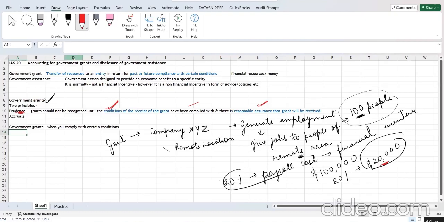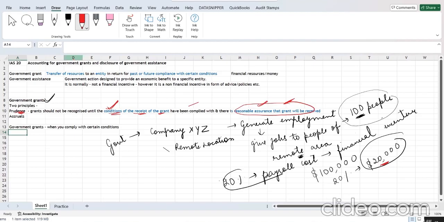There should be some sort of assurance that the grant will be received, and this sort of information will be given to you in the case. Do you think there is a reasonable assurance or not? The case will mention it. If there is no reasonable assurance, then they will give you hints in the question, that they did not receive it last time and it's uncertain if they will receive it. So for this condition you will find the solution in the question itself. But for the conditions of the receipt of the grant, you have to evaluate.